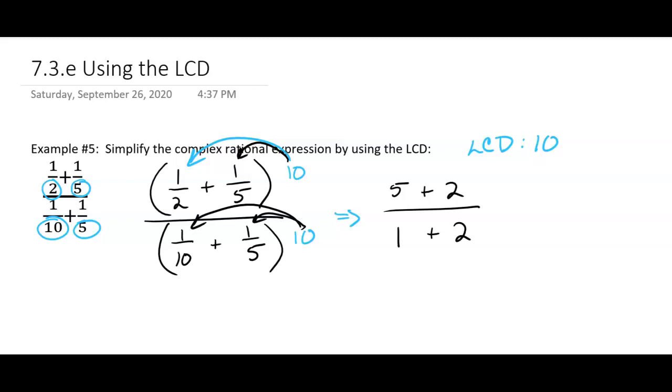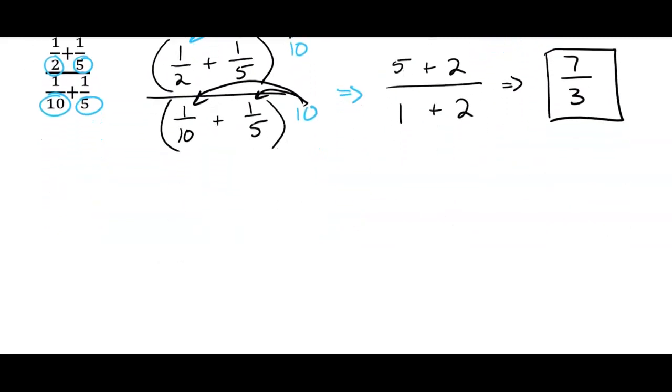That's the beauty of using the LCD. Now all I have to do is add the numerators, 7/3, and I'm done. Okay? So it's almost like a magic trick. Maybe that was difficult to see, so let me write it again and do it again. The hand is quicker than the eye.